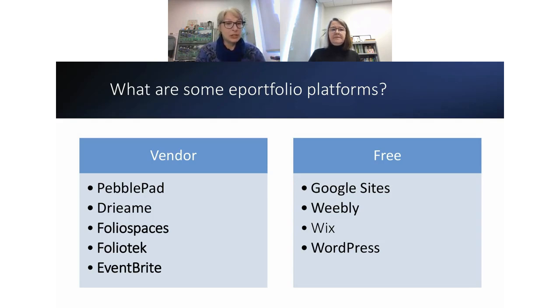Weebly is a little easier to use, and with Google Sites, you can have your website built in about 30 seconds, and it's really easy to do. So if you're just easing in to ePortfolios, start with Google Sites. But if you have some experience with it, you might mess around with Wix and WordPress.